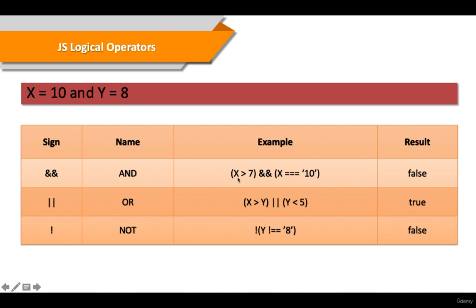All right, so we'll evaluate both sides. X is greater than 7, you know that to be true. X triple equal to string 10, and that is false. So we end up with true on the left-hand side and false on the right-hand side. And then the way that the and operator works is that it requires both sides to be true. So it requires both of them to be true, the left and the right. And, well, it's not true in this case. Only the left side is true. So that renders the entire thing to be false. Make sense?